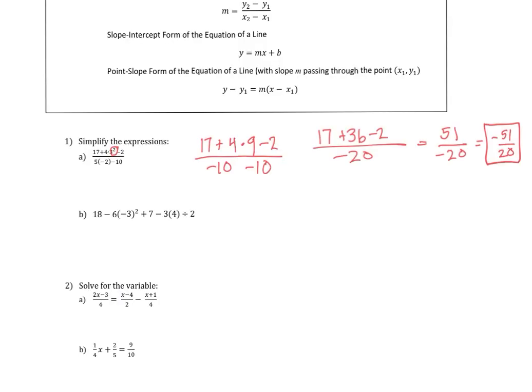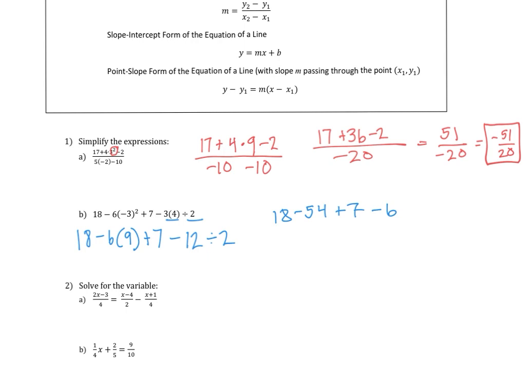Okay, 1B is a very similar type of problem, just following the order of operations. Negative 3 squared is 9, plus 7, and then negative 3 times 4 is negative 12, divided by 2. I had to do this multiplication before I did the division. So now I'm going to do any multiplication that is in the problem. Negative 6 times 9 is negative 54, plus 7. And then negative 12 divided by 2 is negative 6.